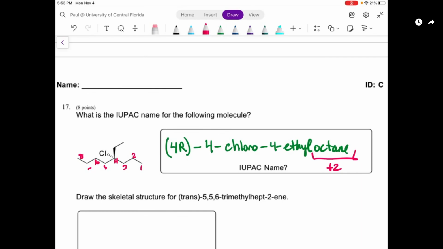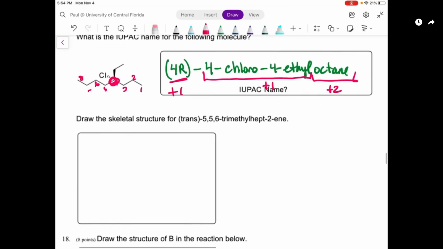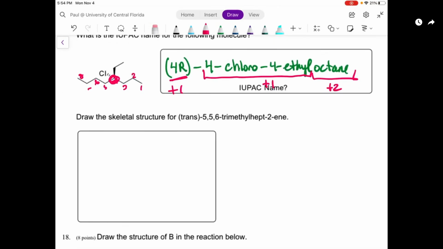And so if you got all that, where the substituents are and how to name them, you got a full point for that. And then if you figured out the stereochemistry, that stereo center right there is an R, that would be an additional point right there. So that's the four out of the 8 points possible for that question.